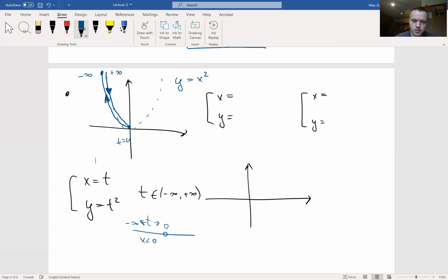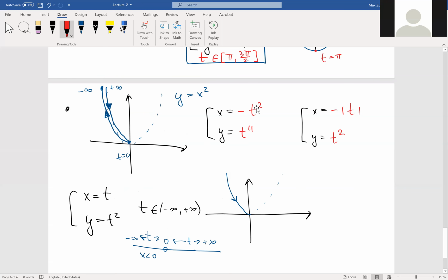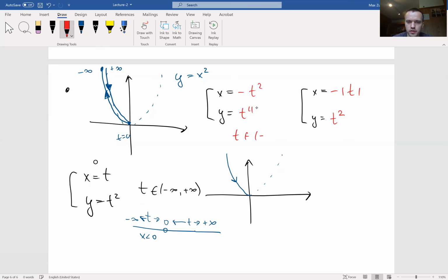We can see that if t changes from negative infinity to 0, then I am indeed going to get this part of the parabola. But when t changes between 0 and positive infinity, what is going to happen with your x? For both cases, we need our bounds for t to be between negative infinity and positive infinity. And perfect, in this case we're going to get this graph over here.